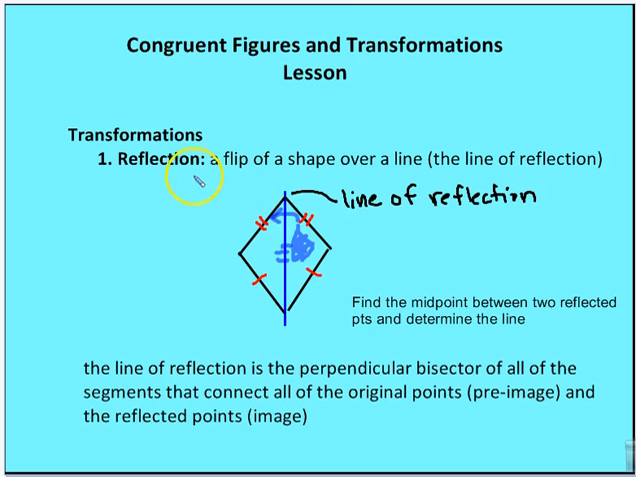All right, so let's talk about reflections, and we'll come back to these each individually in separate videos. Reflection is a flip of a shape over a line of reflection. So here's a line of reflection. We have a flip of a figure, a triangle here, over the line of reflection from a pre-image to the image. We also want to note that the line of reflection is the perpendicular bisector of all the segments that connect all of the original points, the pre-image, and the reflected points, the image. We'll get into this in much more detail in our next video on reflections.